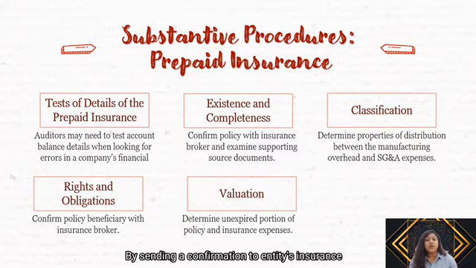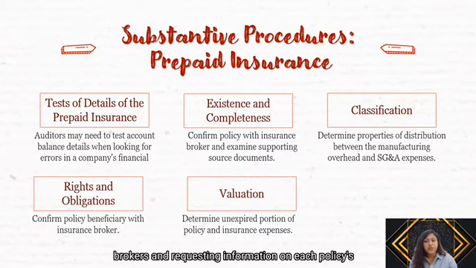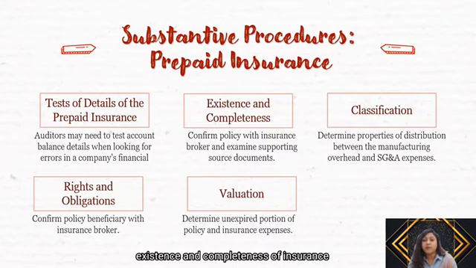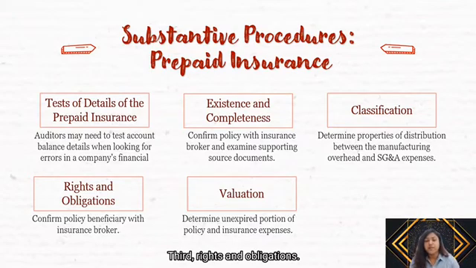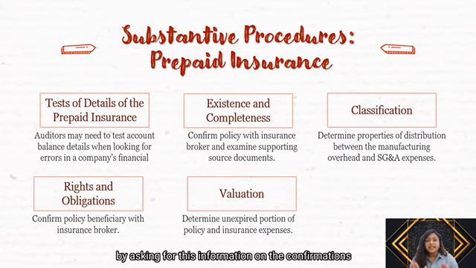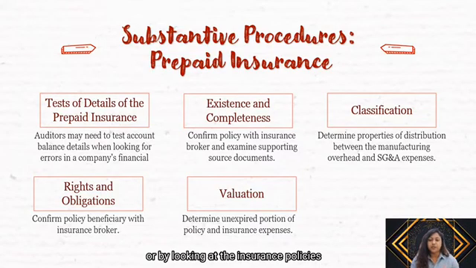This is done by sending a confirmation to the entity's insurance brokers and requesting information on each policy's number, coverage, expiry date, and premiums. The auditors can then verify the existence and completeness of insurance policies included in the account analysis. Third, rights and obligations. You can find out who the policy beneficiary is by asking for this information on the confirmation sent to insurance brokers or by looking at the insurance policies.